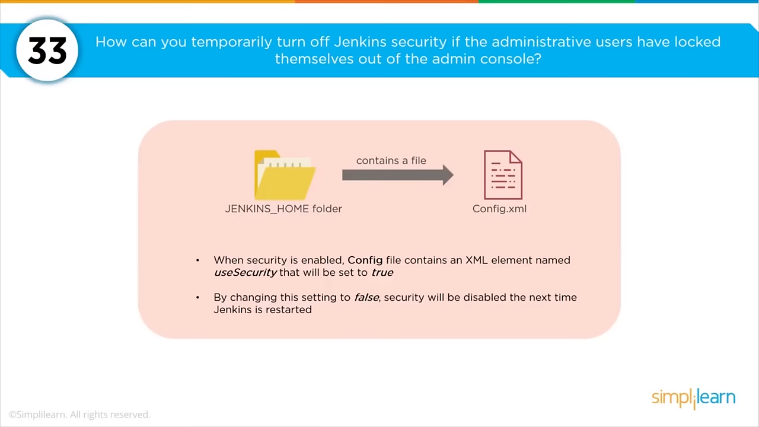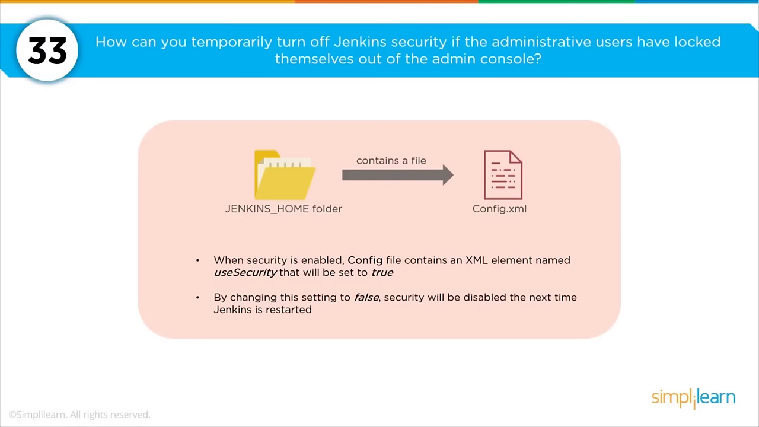How can you temporarily turn off Jenkins security if the administrative user has locked themselves out of the admin console? Well, this doesn't happen very often, but when it does, it's good to know how you can get into Jenkins and resolve the problems of authenticating effectively into the system as an administrator.